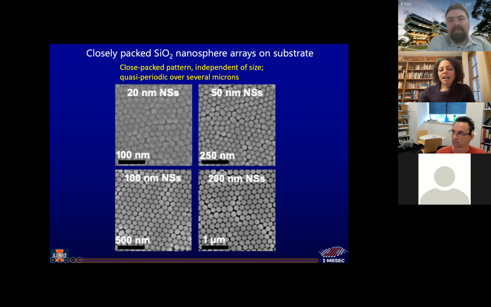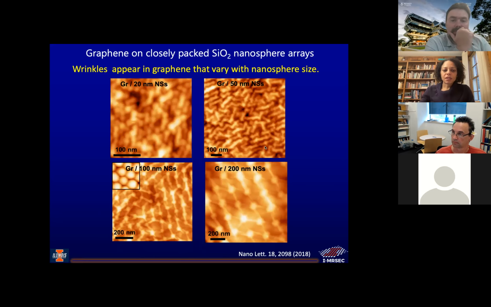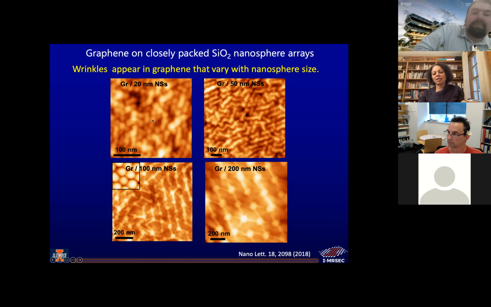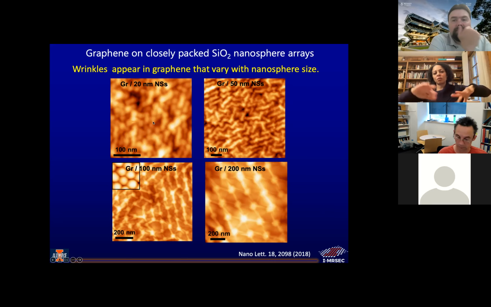And then now we put graphene on top of these. This is an atomic force microscope image, and here's what we get of graphene on top of these same nanospheres. What you notice is that for the 20 nanometer spheres, you can see some features, but it's generally just sort of random, it looks like. That's because it's basically conforming with some wiggles on top of the 20 nanometer spheres. This is like what we saw before, the pyramids closely and widely spaced.